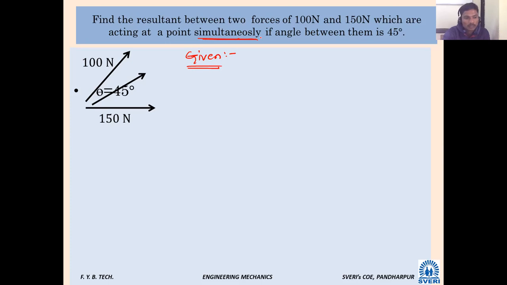Now, what is given for those forces? For one of the forces, I will say P equal to 150, Q equal to 100, and theta equal to 45. These three things are given. The angle between them is given.